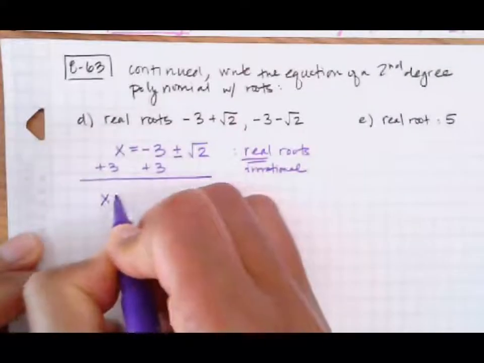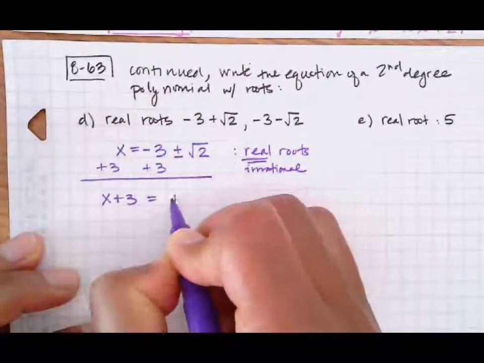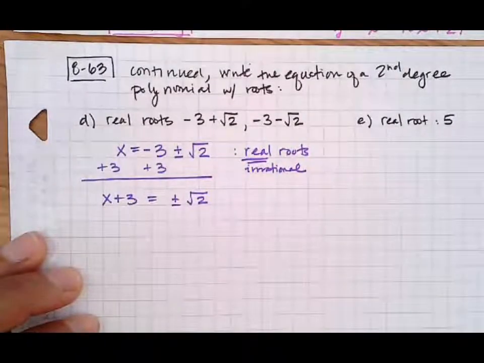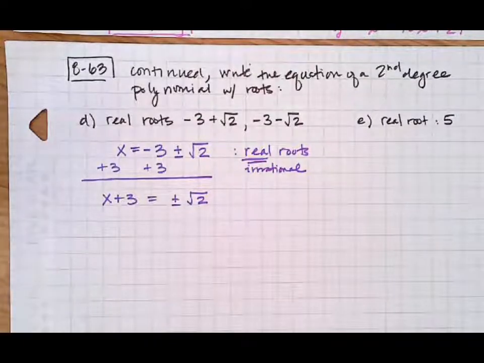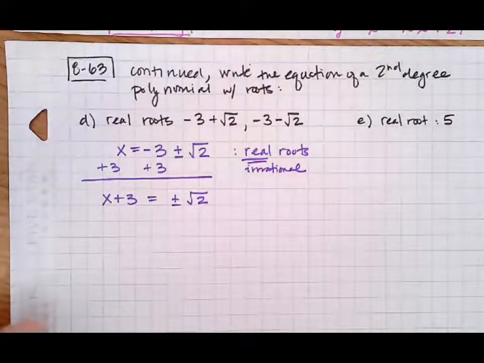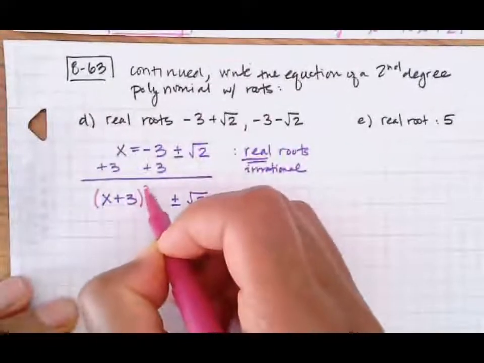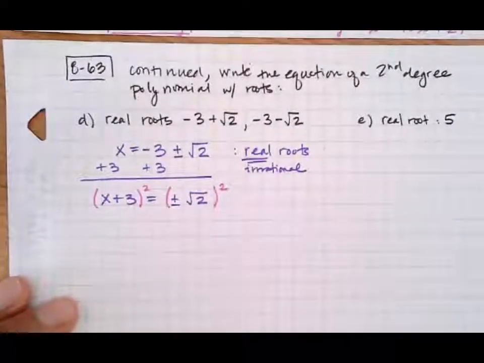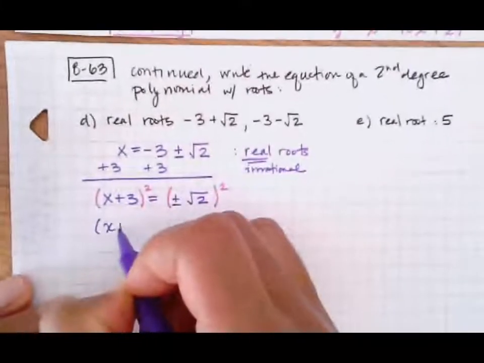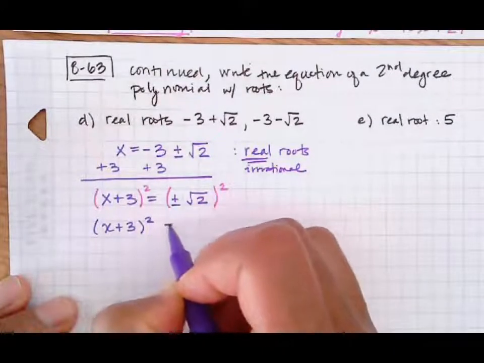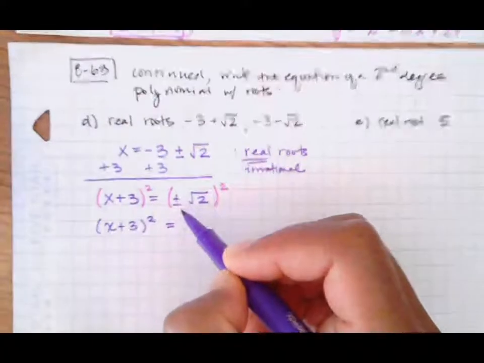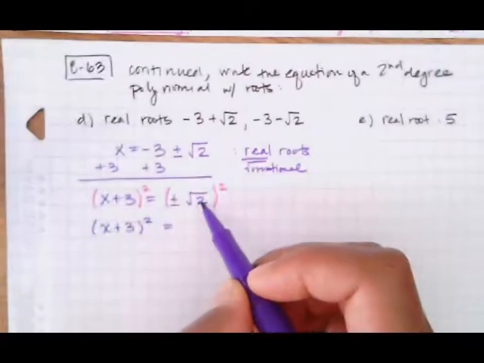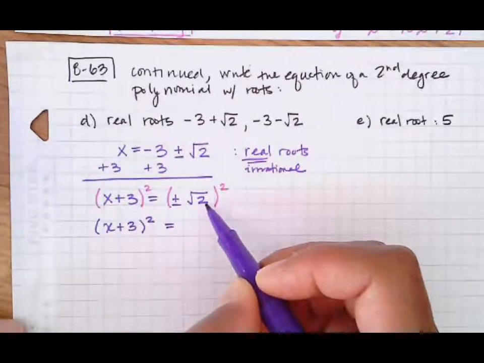And then I would have x plus 3 equaling plus or minus the square root of 2. And then in order to figure out what is the quadratic that would have these roots, if I square both sides and then simplify what I have left, I'm going to keep this as (x plus 3) squared. And regardless if you have plus or minus, when you square anything, it will always be positive.